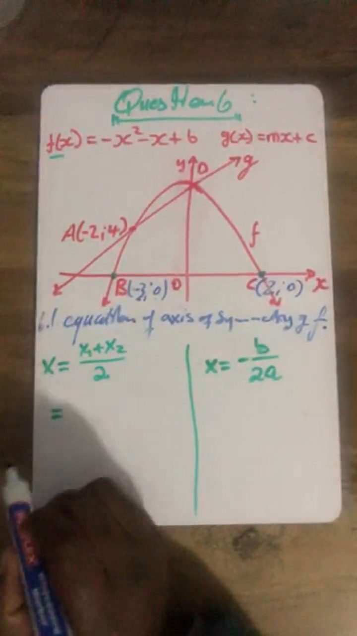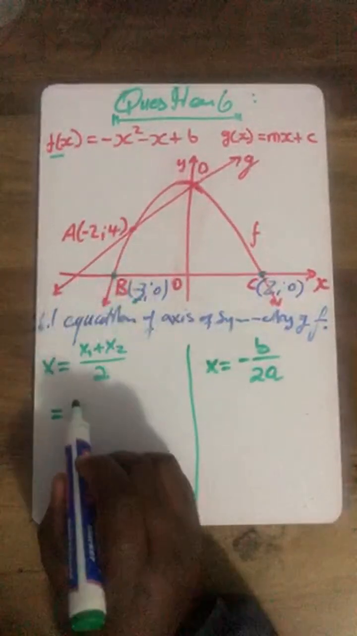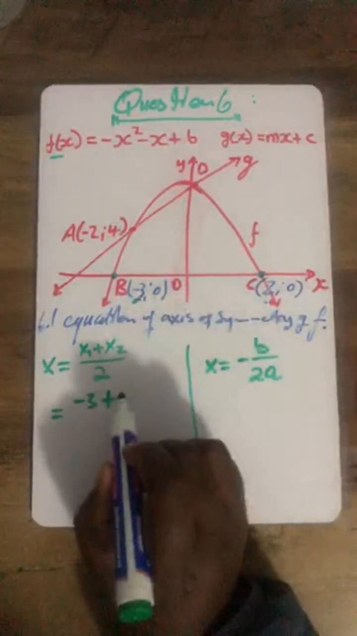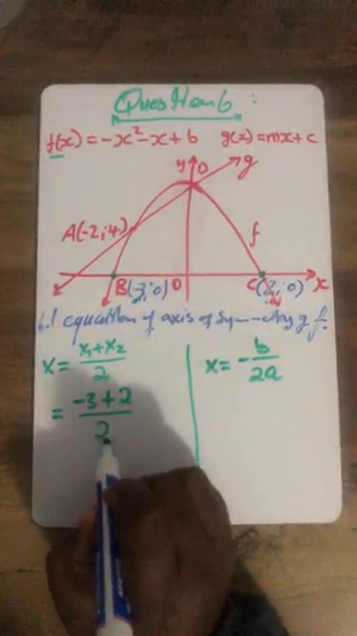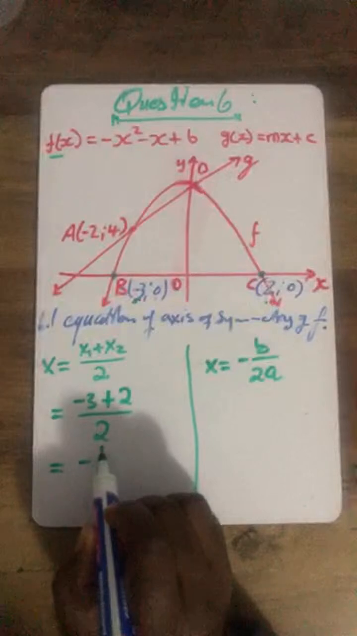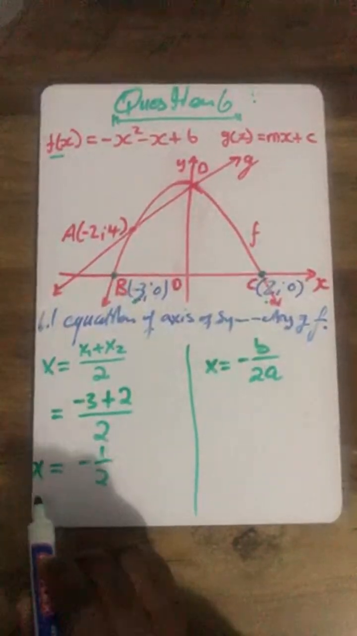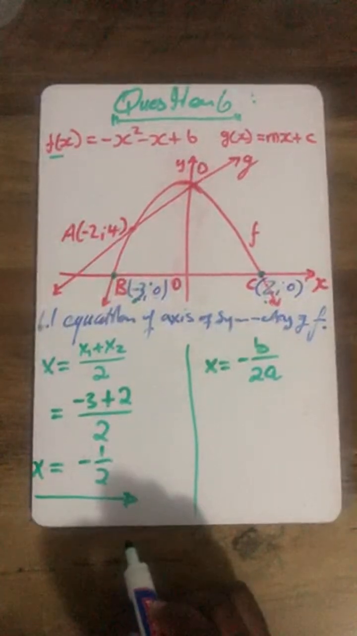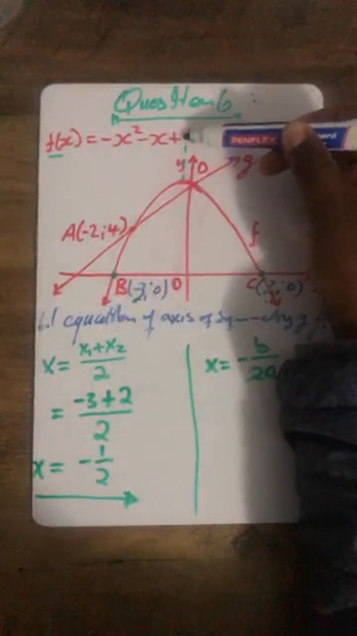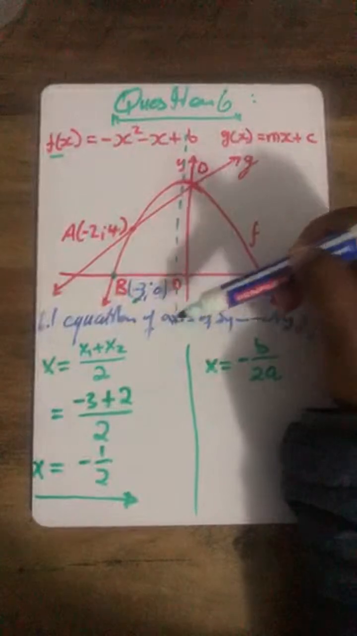So what did you guys calculate as your x value on this side? You said it was negative 3. You must add it to the one on the other side and then divide by 2. What are you going to have? That and that gives you negative 1 over 2. So that means your x is equal to negative 1 over 2. That is your axis of symmetry. So that means your axis of symmetry is that line that passes through the x.